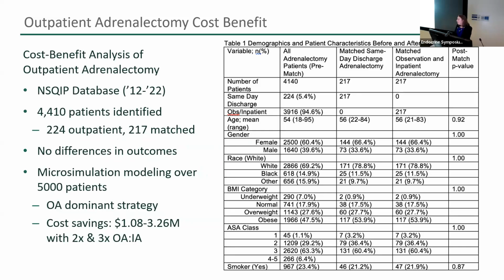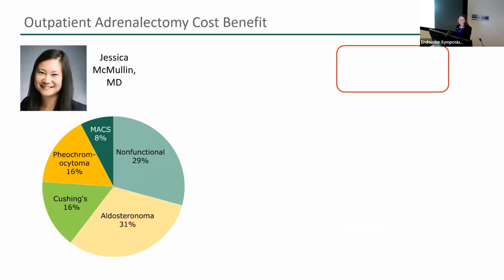We also looked at the cost-benefit analysis. It's important for us to do in the United States. We have these two matched cohorts from a quality improvement database. Important for us to say there were no differences in their outcomes. But that last line, there was cost savings of between $1 to $3 million for outpatient adrenalectomy compared to keeping the patient in the hospital. That study was done by our former fellow, Jessica McMullen.